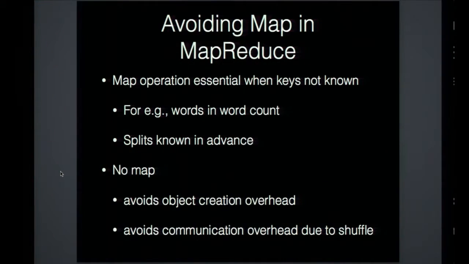A map operation in MapReduce is essential when the keys are not known in advance, for example, words in word count. It's not true in our case because we already know the split candidates in advance. So if we can somehow avoid the map, we can avoid the object creation overhead that comes along with it, and we also can avoid the communication overhead due to the shuffle phase.